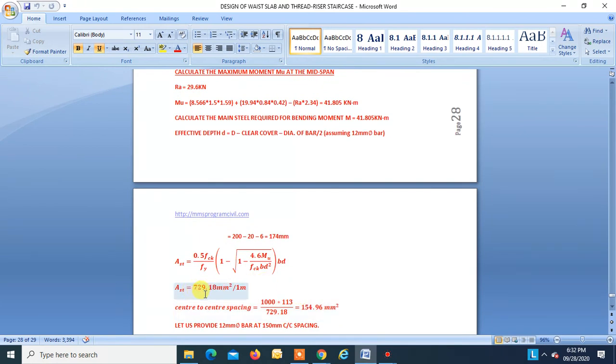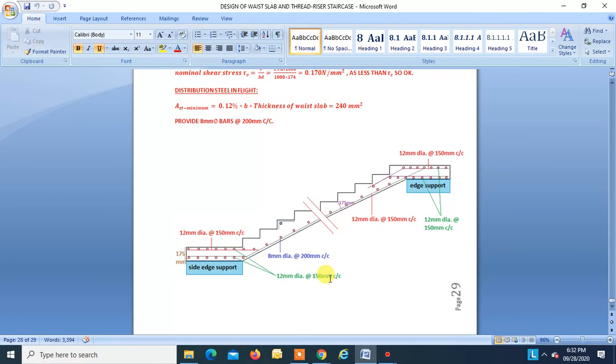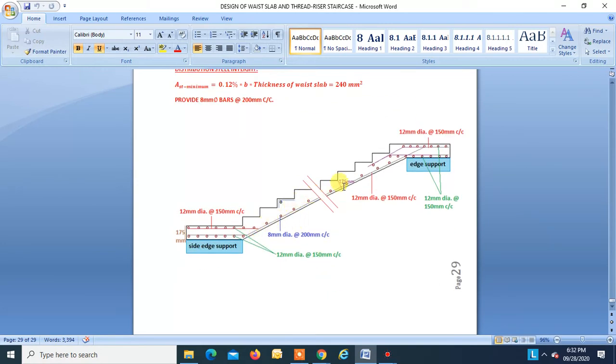We get Ast as 799.18 mm square per 1 meter because we are designing 1 meter strip. Okay. So then center to center spacing is 154.96. Let us provide 12 mm at about 150 mm center to center spacing. Okay. So this is our main steel which we provide, 12 mm about 150 mm center to center, right?